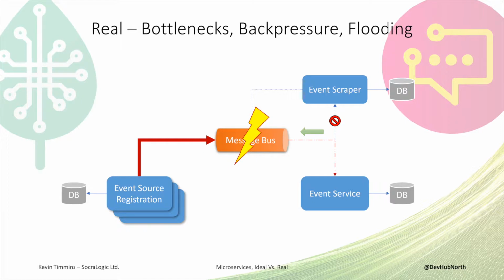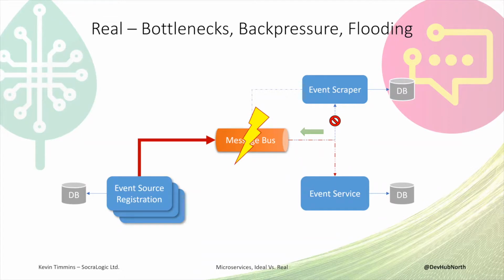Now, what we see happening in this diagram is that the message bus is starting to struggle. And the reason why it's starting to struggle is that as we scaled the event source registration, we didn't scale the event service or the event scraper. And what we found there is that their capacities are not enough to deal with the excess demand coming from the event source registration.